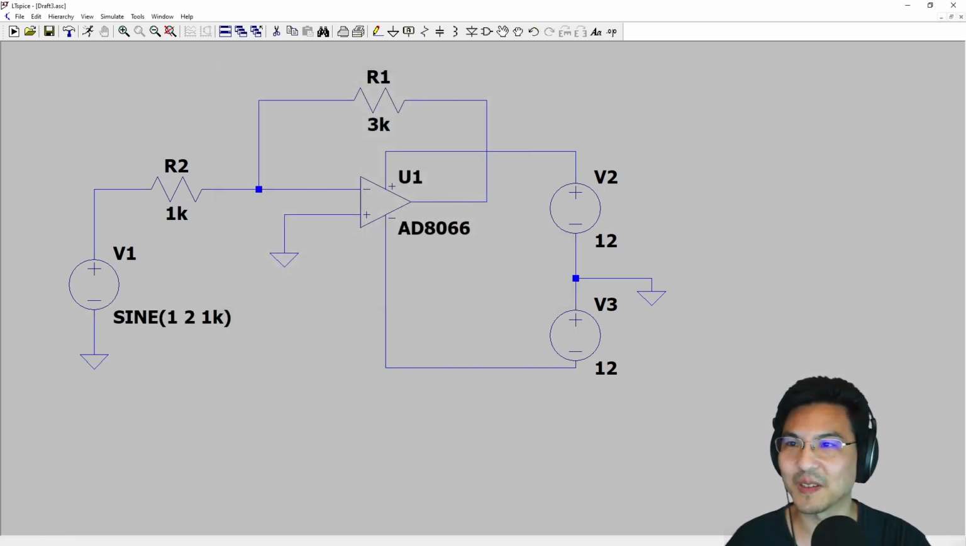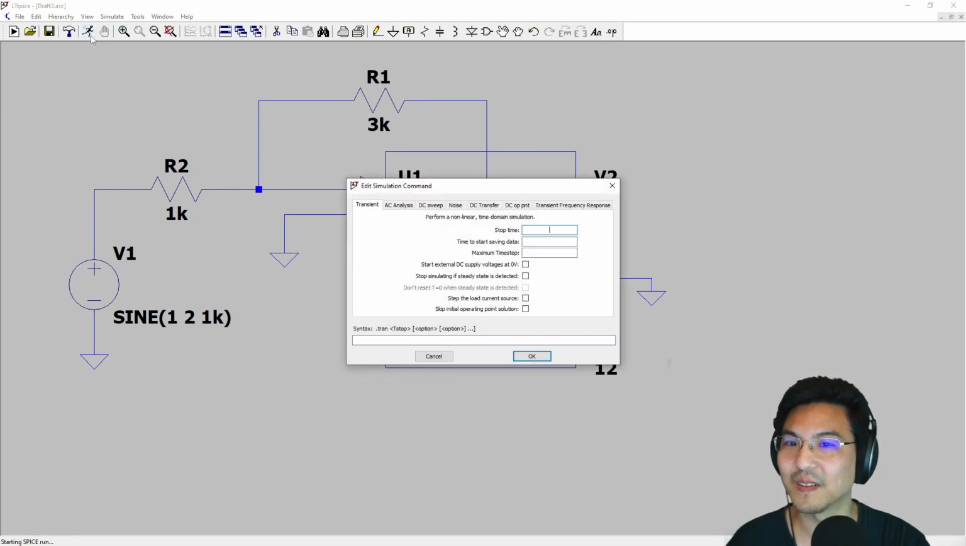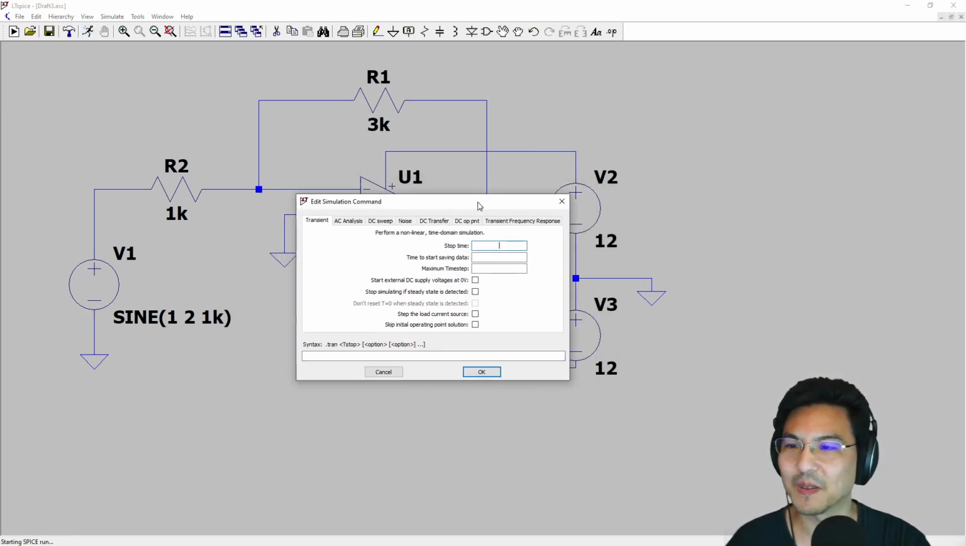I think we're ready to run a simulation, so I'm going to click here, run. Let's see, what did I set the sine wave? 1 kilohertz. So let's just run it for a few milliseconds. 3. All right.